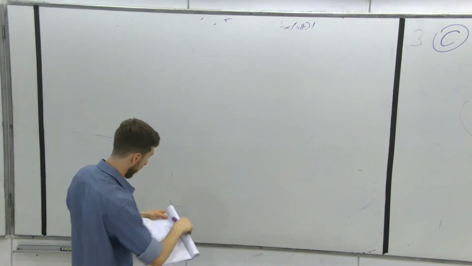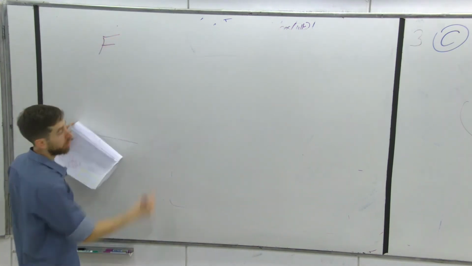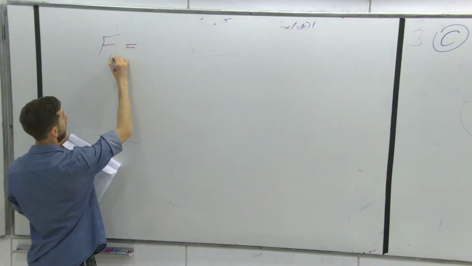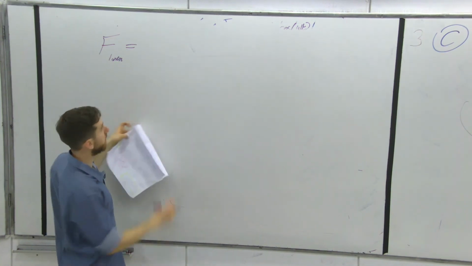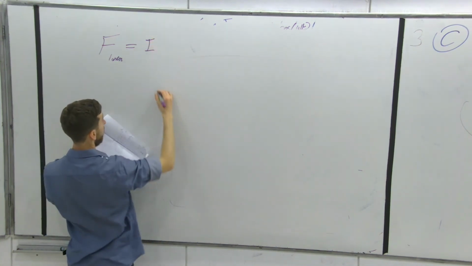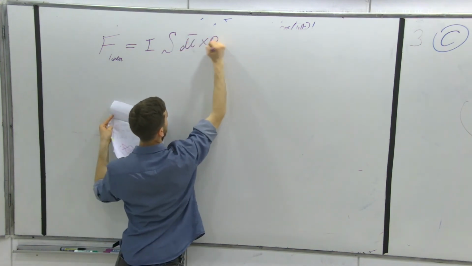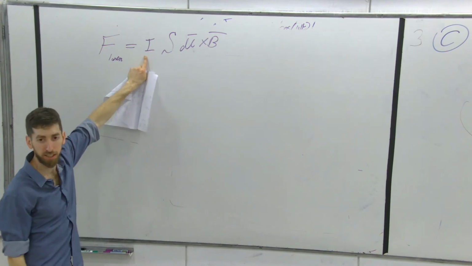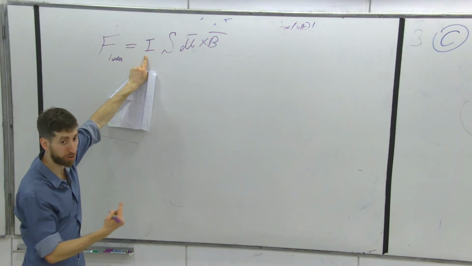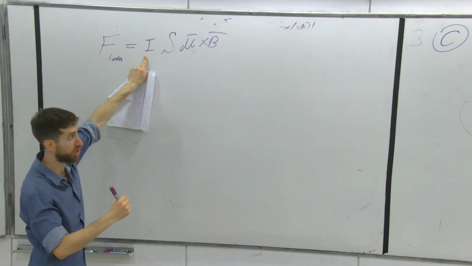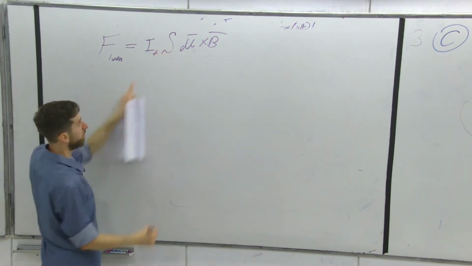So what is the Lorentz force? Remember the equation? The Lorentz force on a wire, not on a particle, is I integral dl cross B, right? And which I is this? Not the I of the ring, the frame. The frame is actually the one that's been trying to be stuck, right? So this is I frame.